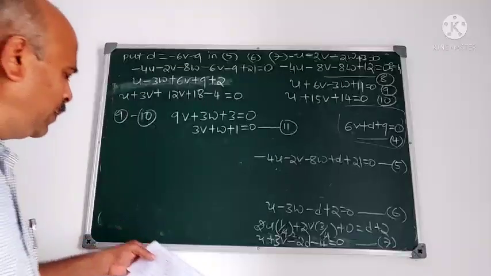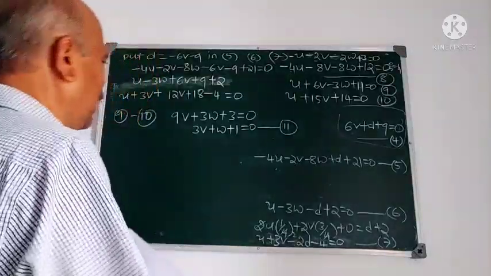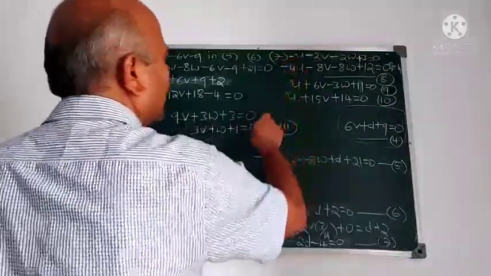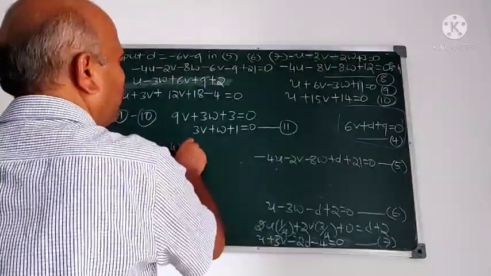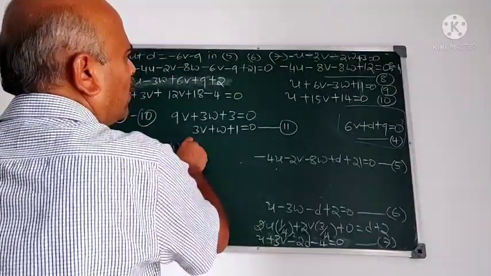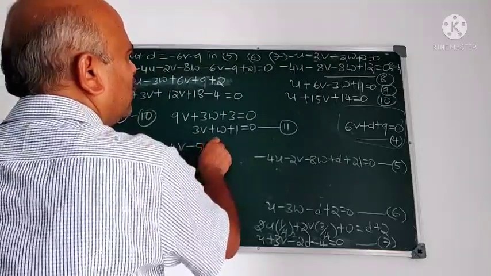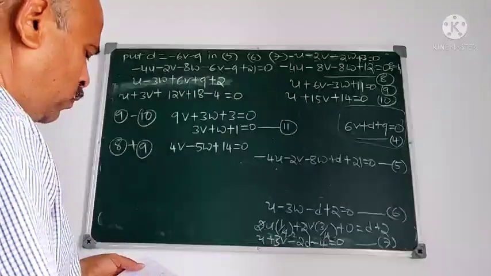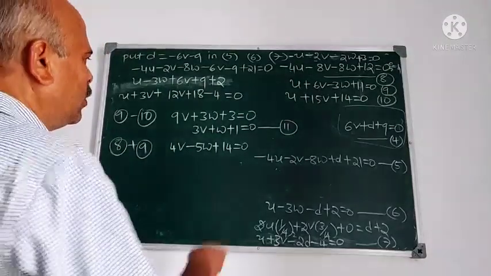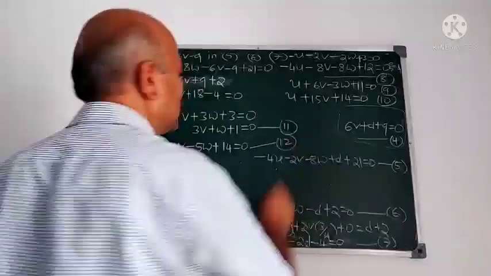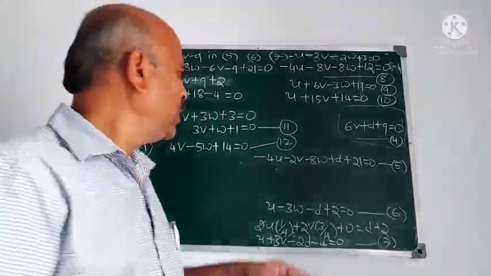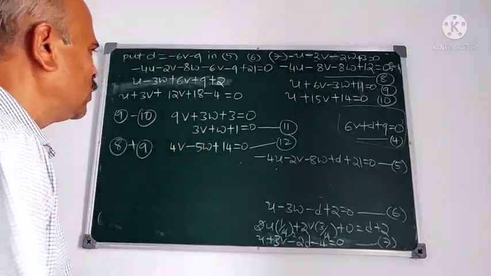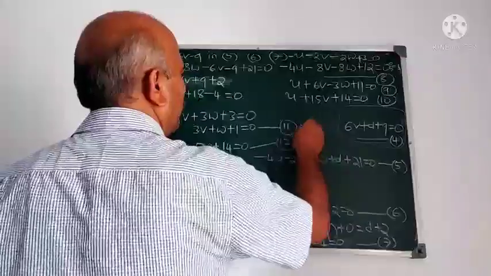This is 8 now. Now we consider 8 plus 9. 8 plus 9 gives 4v minus 5w plus 14 is equal to 0. Correct? 4v minus 5w plus 14 is 0. This is 12. So we came across this 11 and 12, which are equations in v and w. Solve this, you will get v and w.